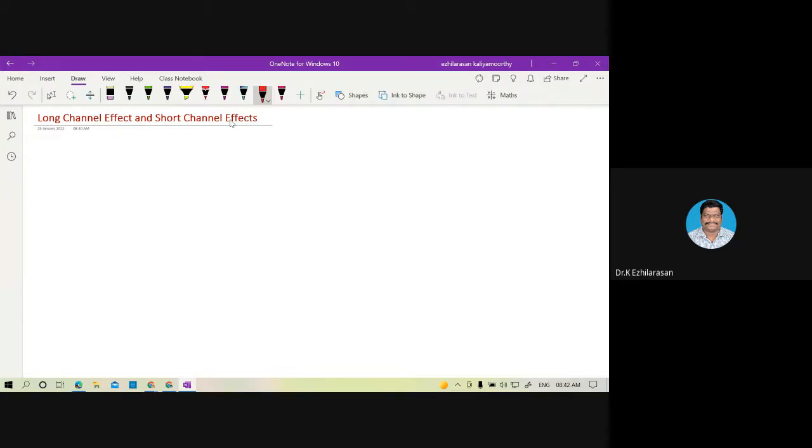So let us start today's discussion with the long channel effect and the short channel effect. First, let us see what will be in the long channel effect, or what is meant by long channel effect?